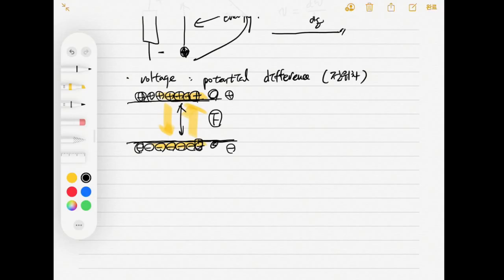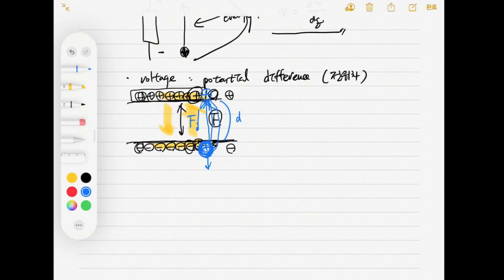Because these are positive charges, the positive charge repels the same positive charge here. So if we add a positive charge here, this positive charge has a force in this direction. If we want this positive charge to move from the minus terminal to the plus terminal, it should be pushed up by force. And this distance is D. Then this positive charge has the force F.